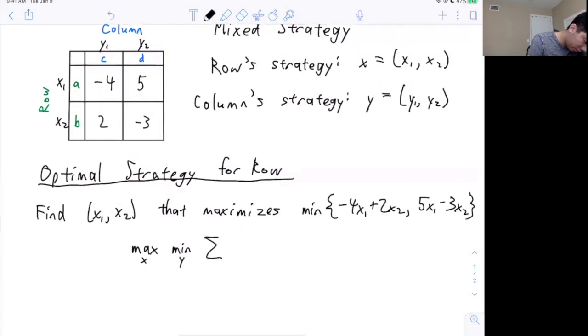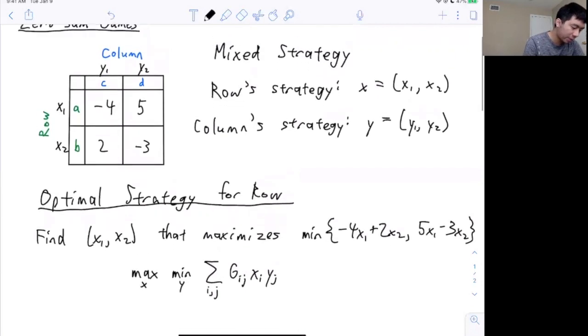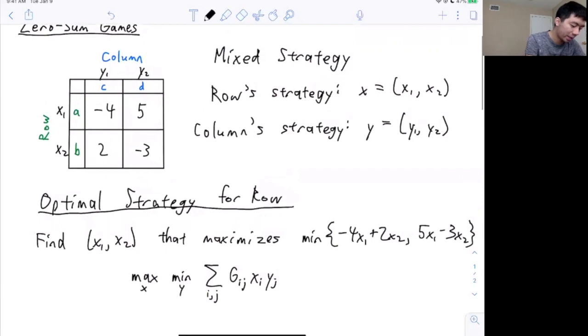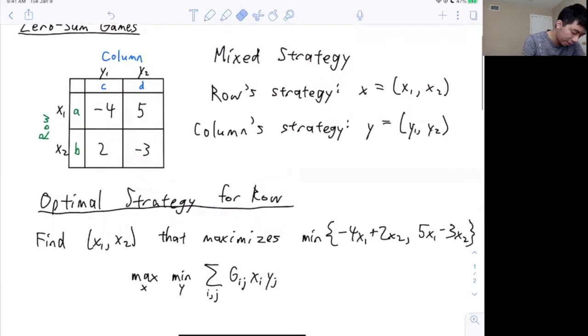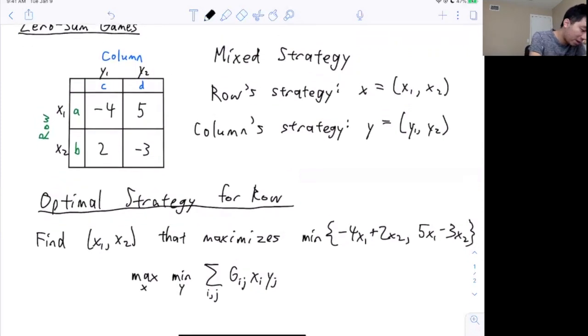this is how we write the value of the game, g_ij x_i y_j. So g here is the game matrix, the payoff matrix. In this case, it's this grid here: -4, 5, 2, and 3. I should clarify, you can calculate the probability of each square in this grid appearing by multiplying the corresponding probabilities. So if you want to see the probability of this -4 occurring, you would multiply x1 times y1.